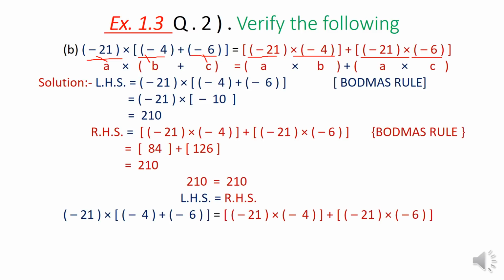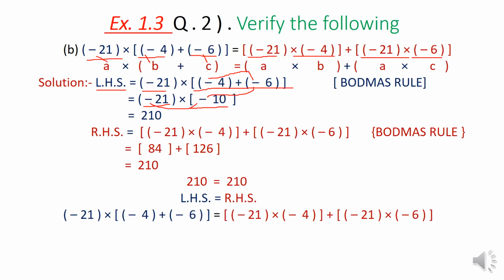Now consider its LHS. The LHS is minus 21 multiplied by the bracket minus 4 plus minus 6. Here 4 is also minus and 6 is also minus, so according to the rule they will get added. 6 plus 4 will become 10, but the greater number's sign, minus, will come here. So this will become minus 10. Here minus 21 is negative and minus 10 is also negative, so minus multiplied by minus will become plus. So this will become plus 210. Now let us see the next side.